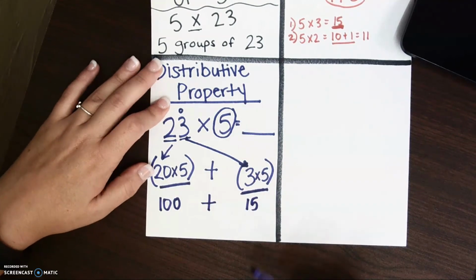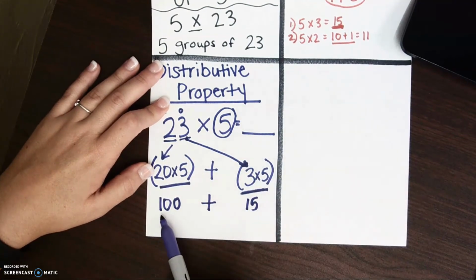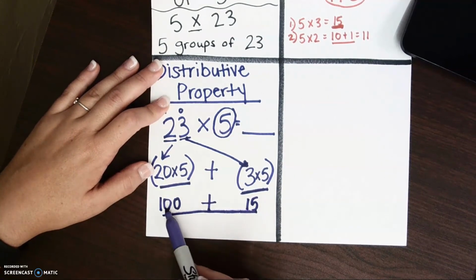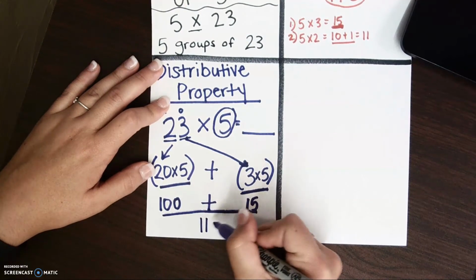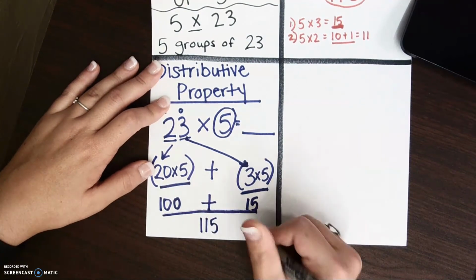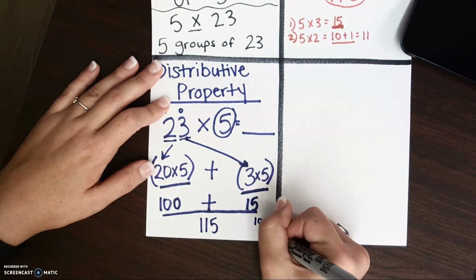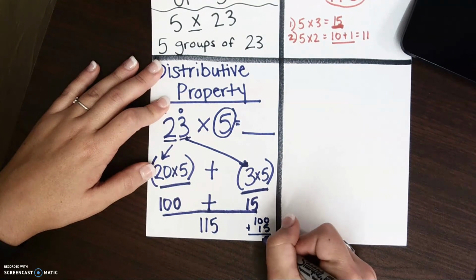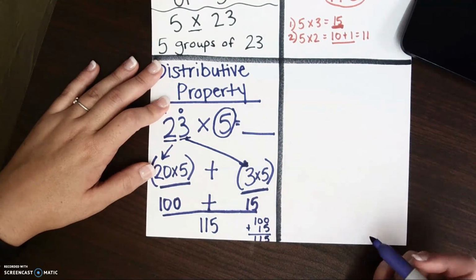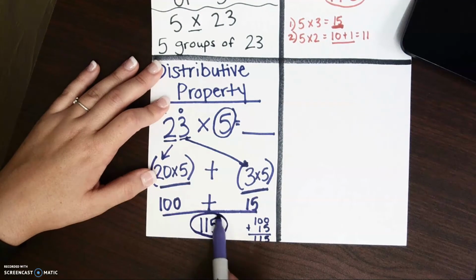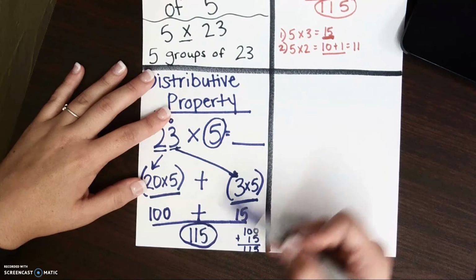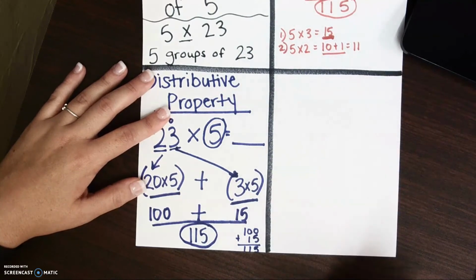All right? So now we're going to do 100 plus 15. And if I don't know that 100 plus 15 is 115, then I can always go over here to the side and I can set up my problem and add them up, going up and down. All right? So I got 115 as my answer. And if we look back up here, that matches. That means I'm doing something right. I'm getting the same answer no matter what strategy I use.